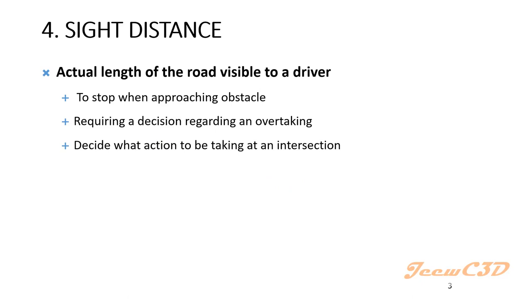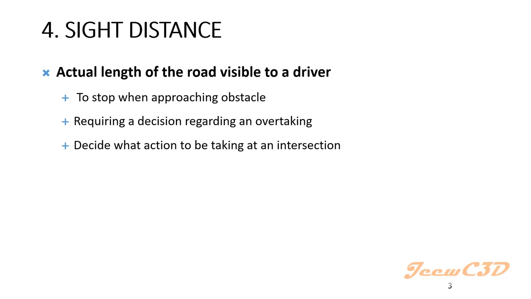So, if you are driving a vehicle on a road, you can see ahead. The length of the road ahead, which you can see, is called sight distance. But when I say length of the road, it should be along the road. If it is a straight section of the road, the sight distance is along that straight section. If it is a curved portion, the length should be measured along that curve. So, the sight distance is the actual length of road visible to a driver.